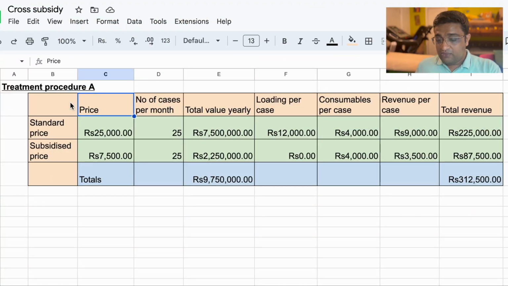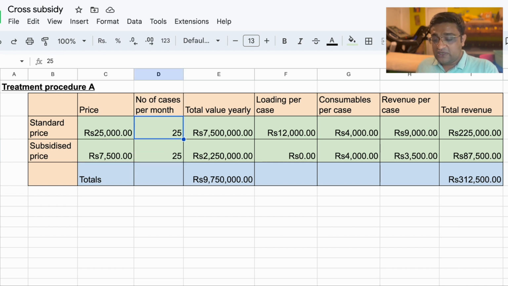This is a small calculation, and as you are already aware from my previous presentations, I've been using spreadsheets to make things easier to understand. Let's assume one hospital. There is a treatment procedure A. The same procedure is priced at 25,000 for a normal direct paying patient, whereas the same procedure is priced at a subsidized 7,500 rupees in a government scheme. Government schemes like Arogyasri or Ayushman Bharat, and there are many more, like Medicep. So, these schemes are there.